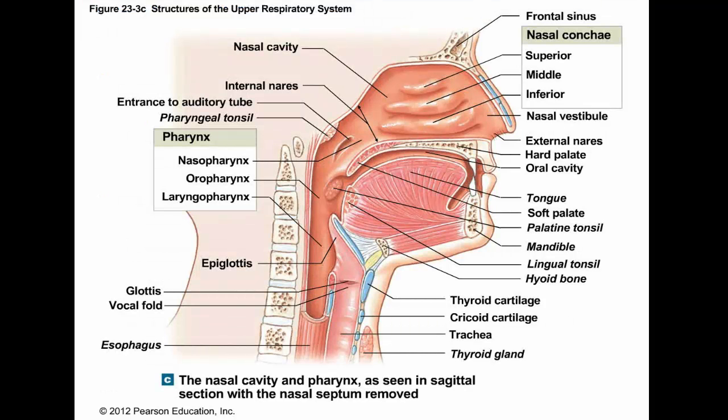So here we have another cross section showing you the upper airways, and you've got the nose, the nasal cavities, and the pharynx, which is divided into the three: the naso, the oro, and the laryngopharynx. And then you've got in cross section, what we're going to look at in just a moment, is the larynx.